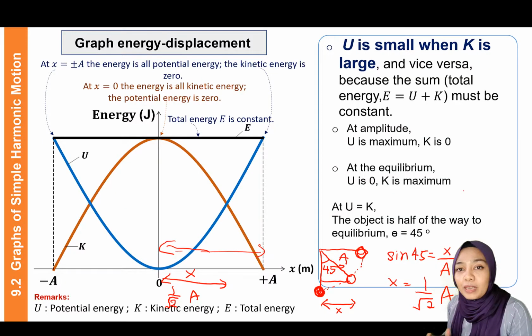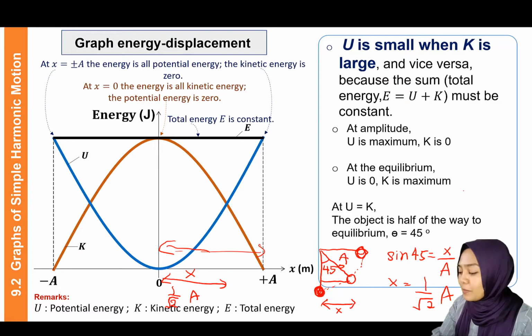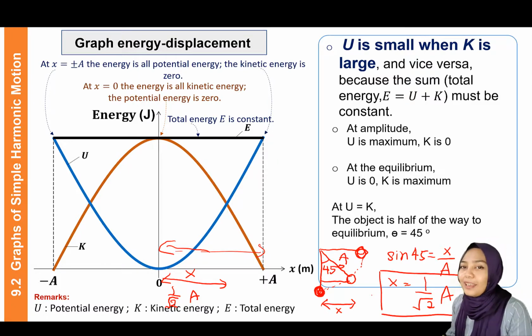So for the potential energy that equals the kinetic energy, the displacement is x equals 1 over root 2 times the amplitude. So that's all for this video.